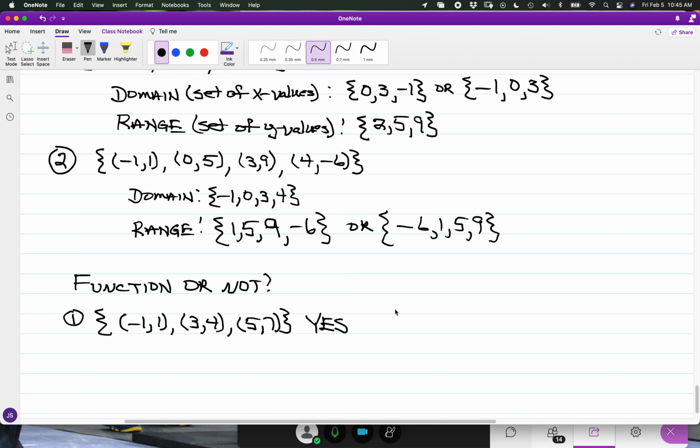And again, just for the domain, we have the x values: -1, 3, and 5. As for the range, you have 1, 4, and 7.